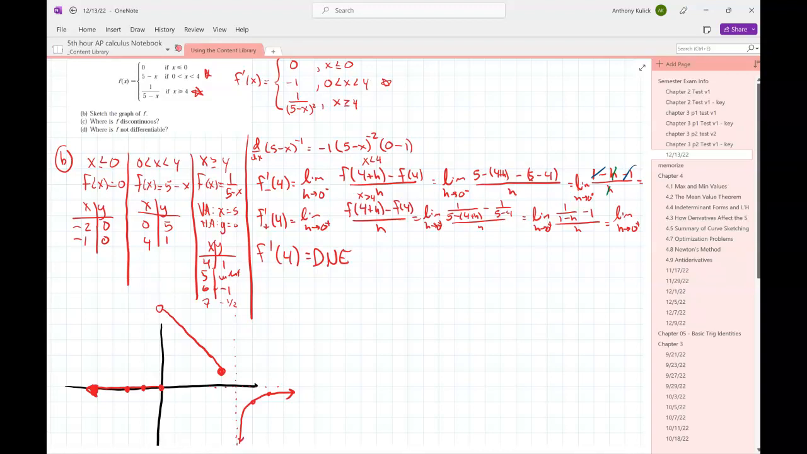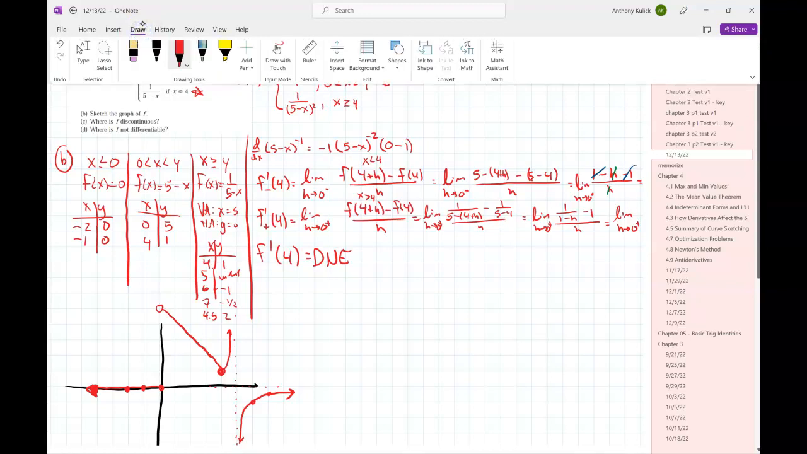So maybe we do like 4.5. So that's going to be 2. So it's going to look kind of like that. So there's my function.